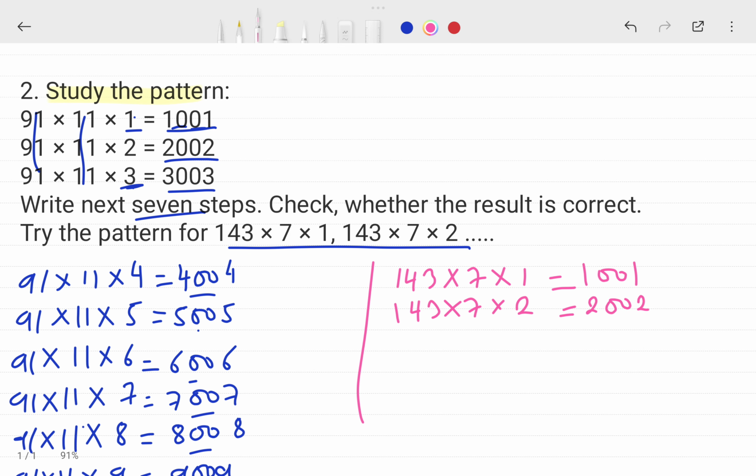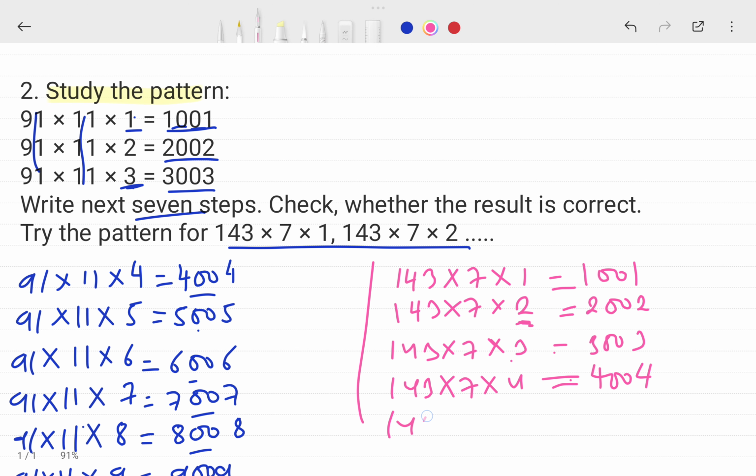So we are understanding by this pattern. In this pattern, this number will be increased, and according to that, the first and the last number will be the same. Simple, like 143 cross 7 cross 3. Same as it is, we have to write. Now here this 3 is there, write 3003, last 3 here. Like here you can write 143 cross 7 cross 4. So the answer is going to be 4004.